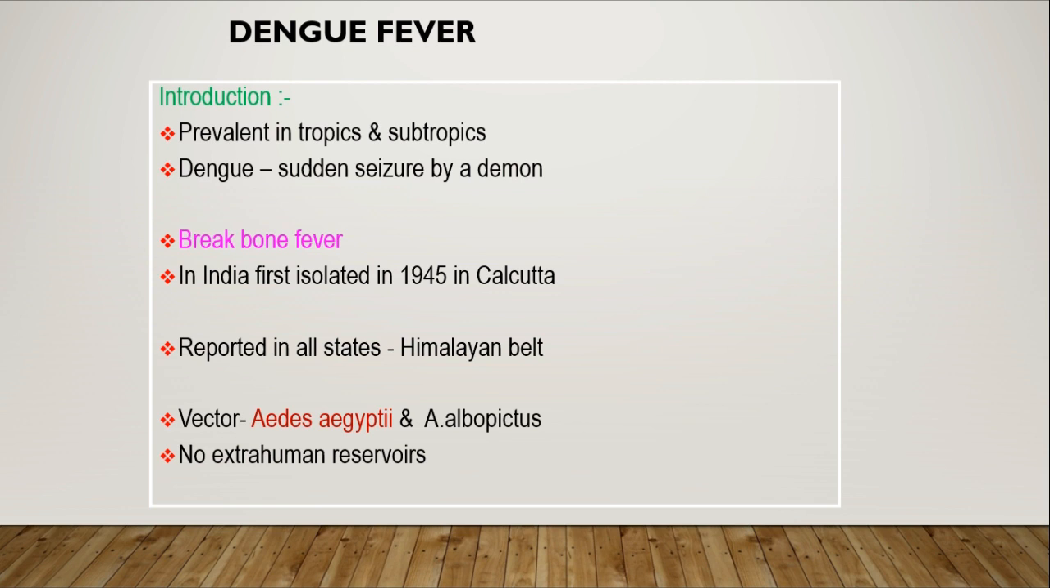Now, it is also known as breakbone fever. The person will have severe arthralgia, severe muscle pains, and the person may even feel that his or her bones are getting damaged or broken. In India, it was first isolated in 1945 in Calcutta, and now it is reported in all states, right? The transmission usually happens by the vectors Aedes aegypti and Aedes albopictus, and these are the two common Aedes vectors which can cause the transmission of infection.